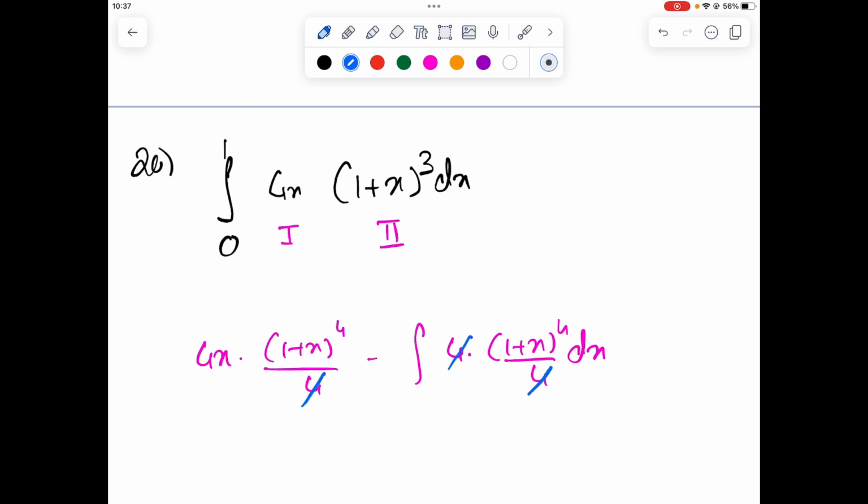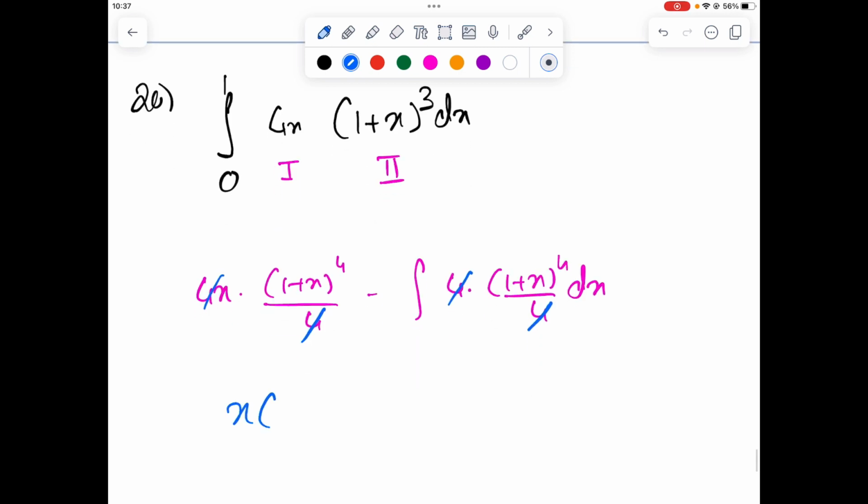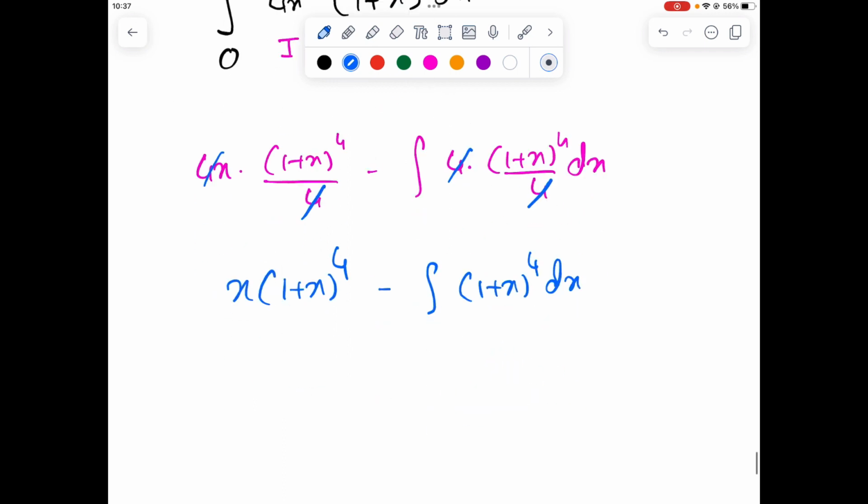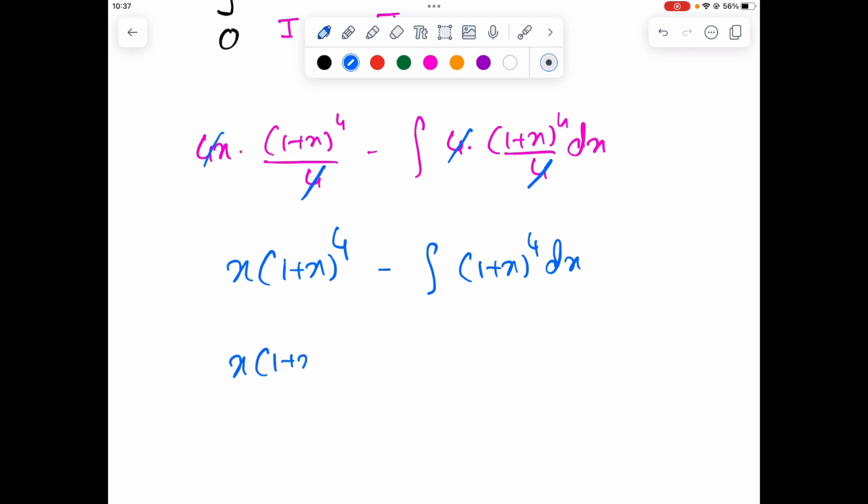4 cancels, 4 cancels. So it becomes x times (1 plus x) to the power of 4 minus the integral of (1 plus x) to the power of 4 dx. So x times (1 plus x) to the power of 4, and the integral of (1 plus x) to the power of 4 will be (1 plus x) to the power of 5 upon 5.